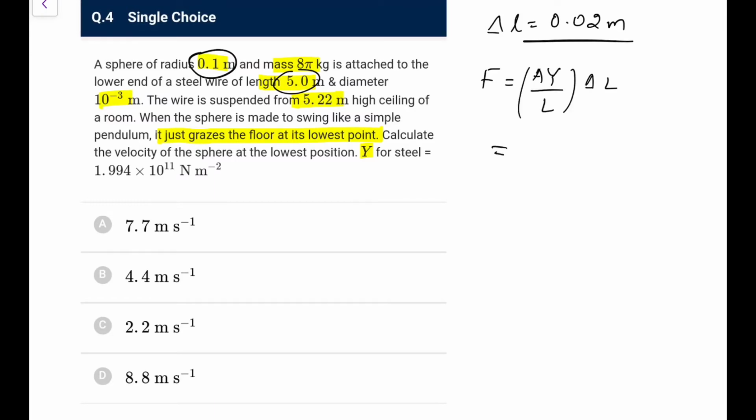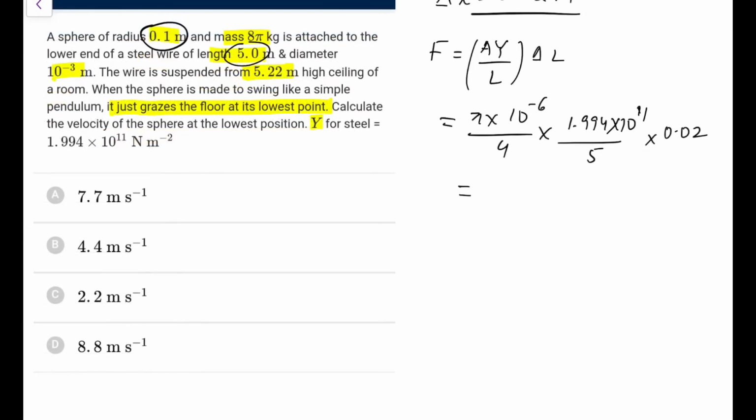So what we can write, A is the area. The area is given, the diameter is given, so it is pi d square 10 to the power minus 6 by 4. Y is 1.994 into 10 to the power 11, length is 5, and extension is... doing this, what we will get, 6 and 11, 5 and 2 will go, 10 to the power 3 into 2 pi into 1.994 upon 20. So this becomes 10, so this is 100. So it is 199.4 pi.